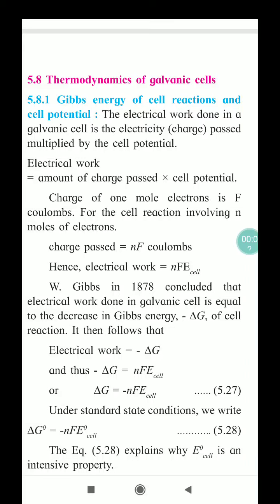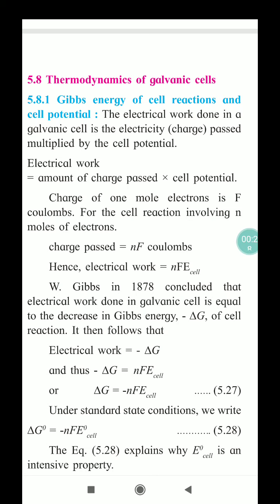Students, in the last video we studied electrode potential and cell potential and their calculations. Now we study the thermodynamics of a galvanic cell. We know that a galvanic cell is a cell in which chemical energy can be converted into electrical energy, and it gives the energy of the cell reaction and its cell potential.